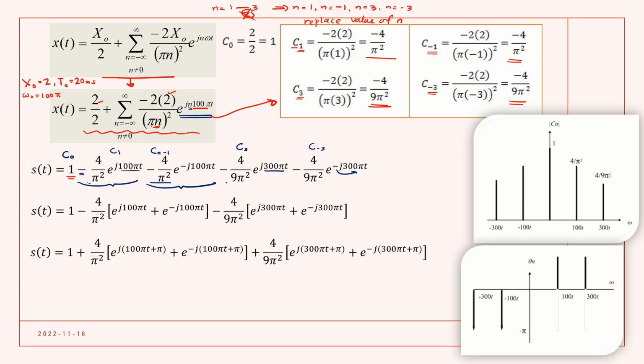And then this component can be simplified with this component as well. So minus 4 over 9 pi squared, you bring it in front, and then bracket e^(j 300 pi t). Since it should be minus, minus times minus is going to be plus inside here, exponential minus j 300 pi t.